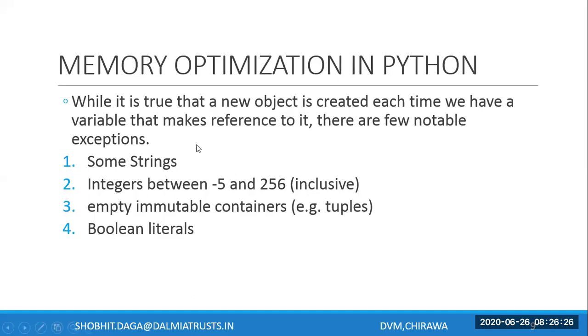There are some strings. What strings are there? How many strings are there? The rule is a bit fuzzy. I can give you a baseline, but the top line is not correctly defined. The baseline is that if you have single character strings, or you have strings without any space, then they will be pointing to the same memory location. Let us see the example of strings first.